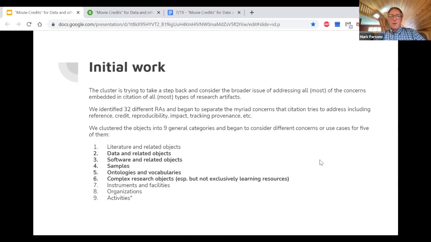We're really not paying attention to literature. That's largely been addressed, and it's being well addressed by the library and publishing community. And we've really been focusing on those next 5. So data, software, samples, by which we mean physical samples, ontologies, vocabularies, semantic artifacts, and then what we've been calling complex research objects, particularly in the educational realms or learning resources that bring together multiple things like curricula, data, instructional materials, et cetera, but it could be a whole body of complex artifacts. And next slide.